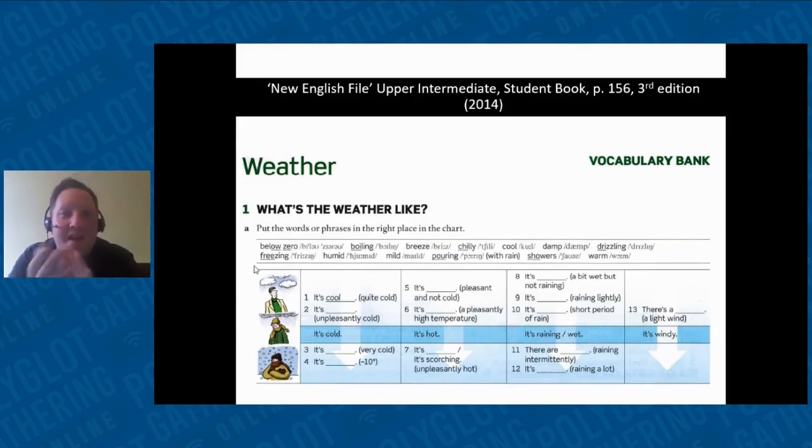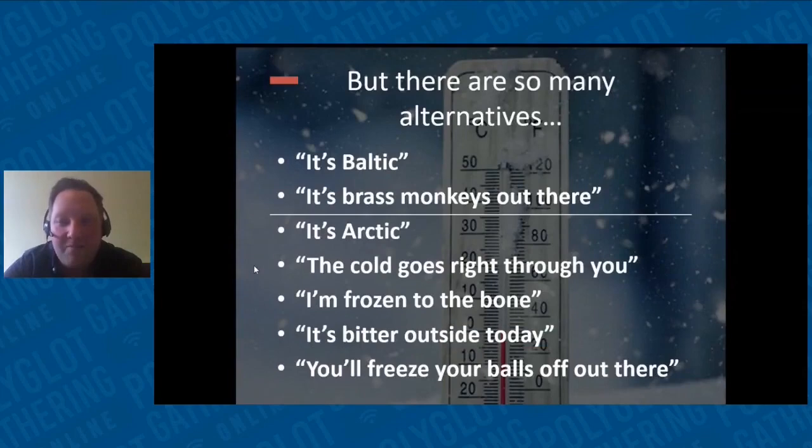So even at upper intermediate level in this course book, the students are just learning quite standard words that we would use to say it's cold. And then I was thinking, but how else would we say this? Because I probably wouldn't always say, oh, it's freezing. I thought of a list of so many alternatives that I think I would use, or maybe not necessarily me, but at least people from the area and the country that I'm from.